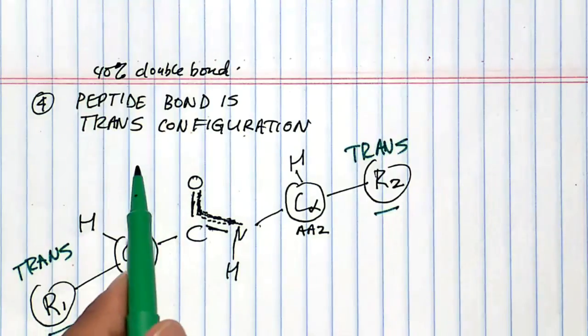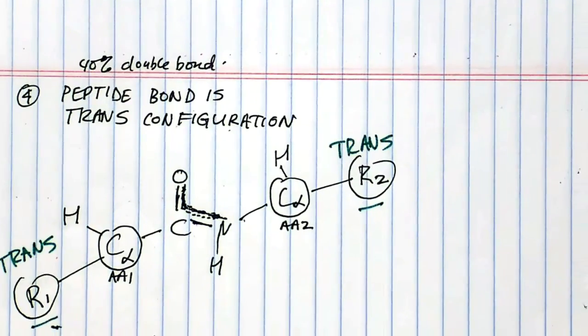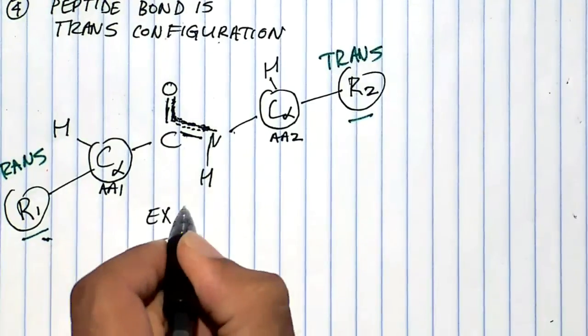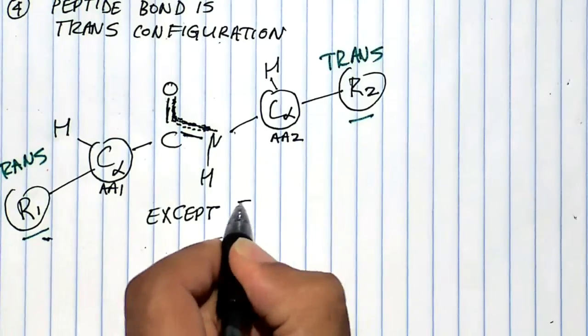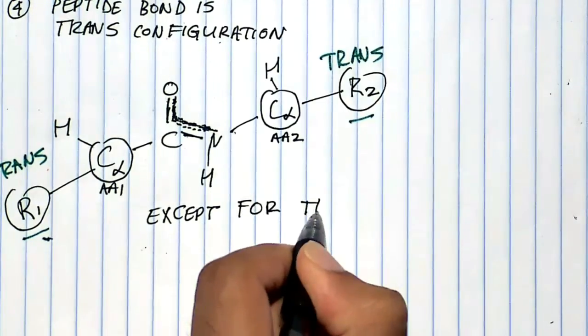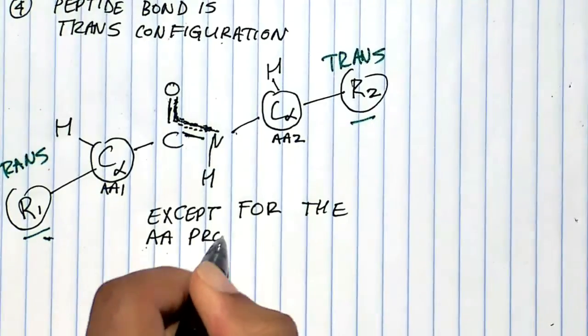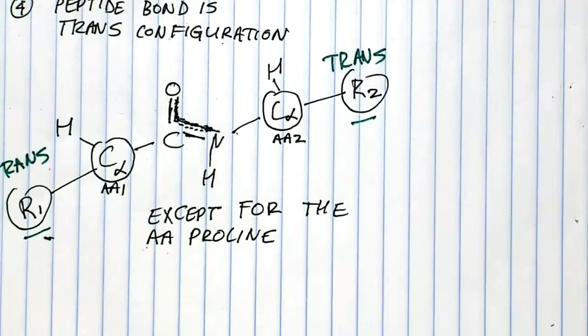So typically the peptide bond is in a trans configuration, except for proline. Proline is one of those finicky amino acids where the peptide bond would be in a cis configuration. So except for the amino acid proline, the peptide bond would configure these amino acids, their R chains, to be trans to one another.